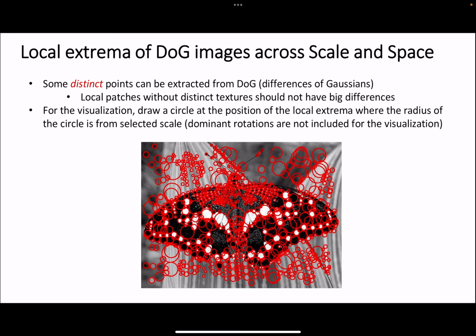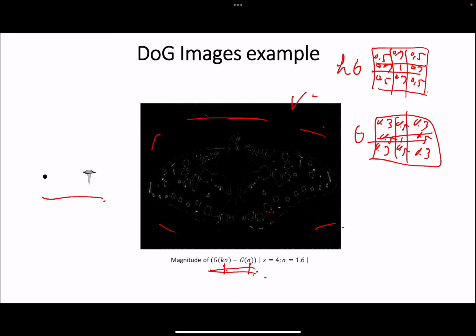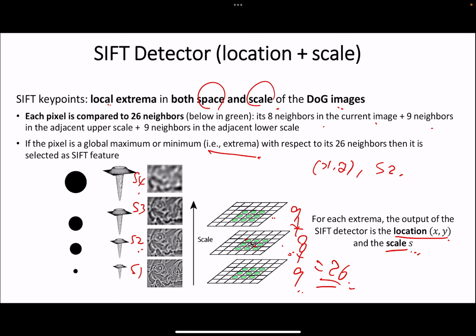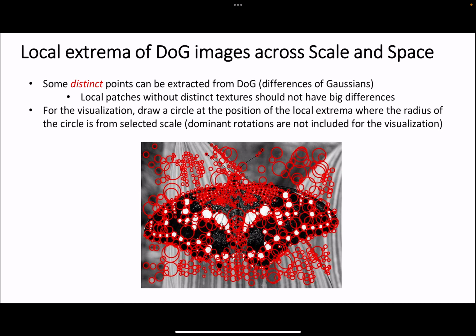So this shows a visualization of SIFT. From the difference of Gaussian images, we find local extrema. For each pixel, we compare with the 26 neighbors, and then we decide whether it's a local extrema or not. If it turns out to be a local extrema, we store position and scale, right? And this is just a visualization of position and scale.